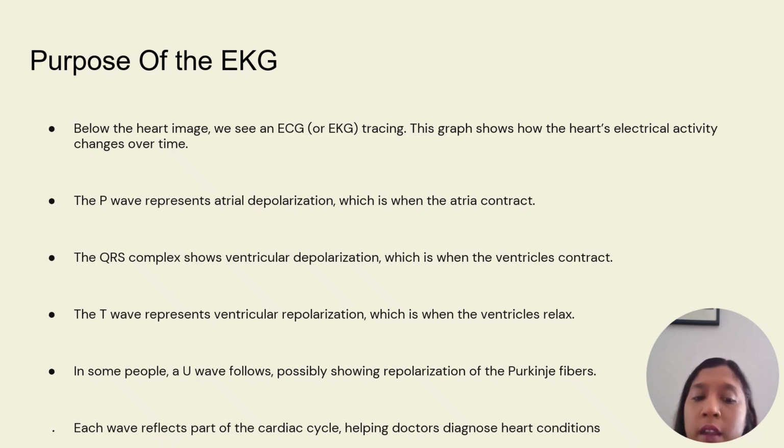The P wave represents atrial depolarization, which is when the atria contract. The QRS complex shows ventricular depolarization, which is when the ventricles contract. The T wave represents ventricular repolarization, which is when the ventricles relax.